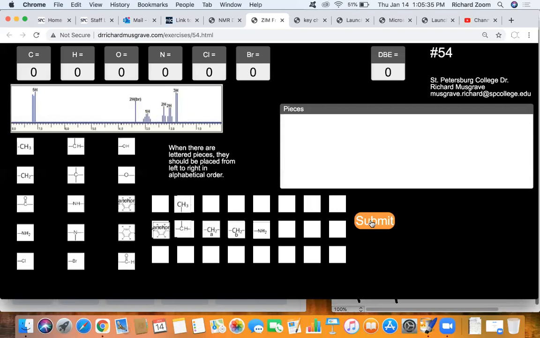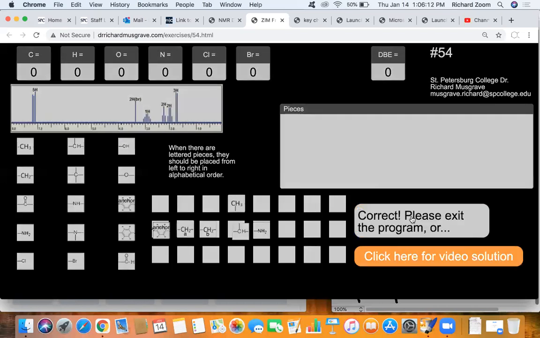And when I submit it, it's still incorrect. So I must be still doing something wrong. So the CH must be in a different location. Sorry, this is going really slow for some reason. Okay, so I could try that, see if that works. There you go, it says it's correct.